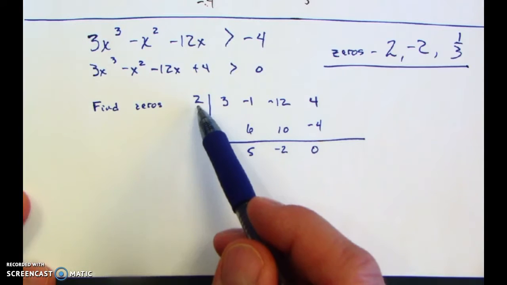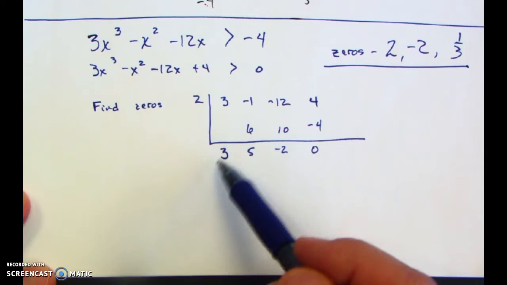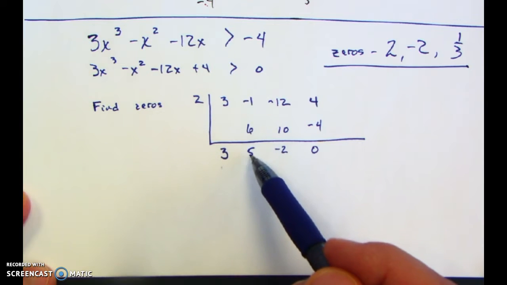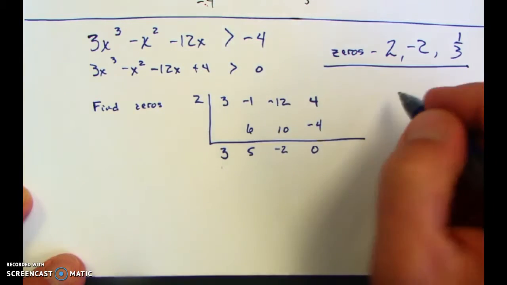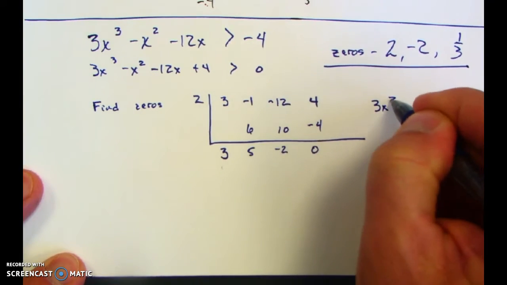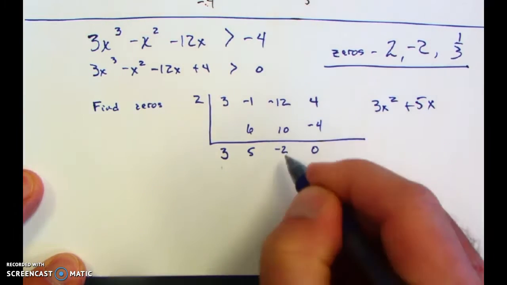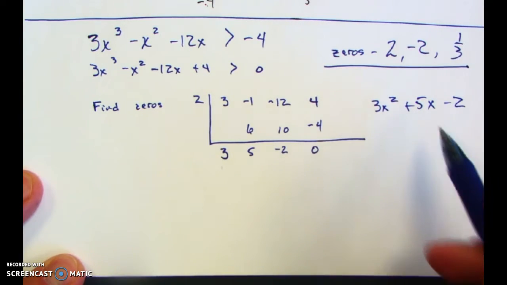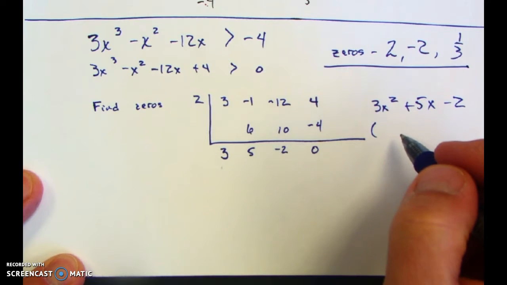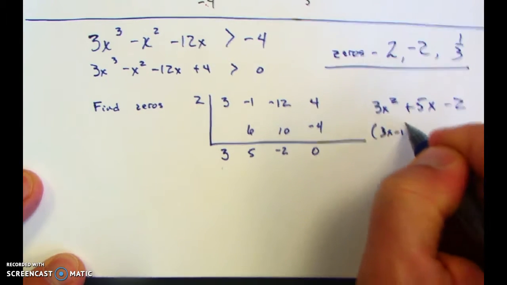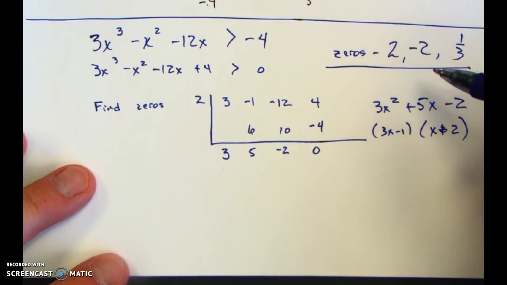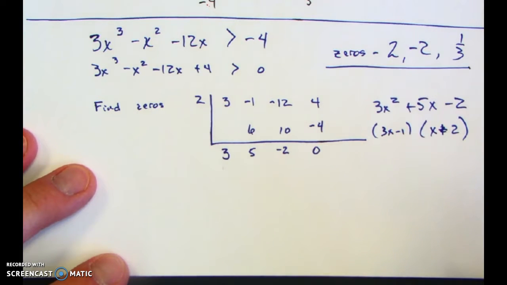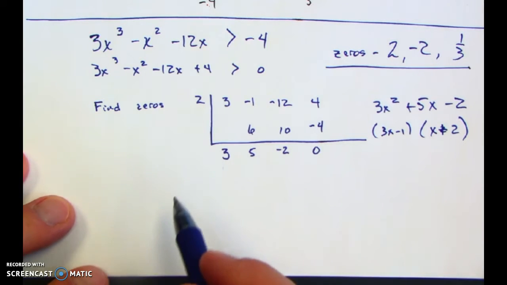I did the synthetic division. I used 2. Remember, that drops down. I multiply 2 times 3 to get 6, and then I add those, and I multiply and add. It does come out to 0, so 2 is one of my zeros. This also gives me 3x squared plus 5x minus 2 as another factor, and then I can factor that. I'm going to get a 3x minus 1 and x plus 2 as my other two factors. So that gives me all three of my zeros: 2, negative 2, and 1/3. So then those are our critical points.